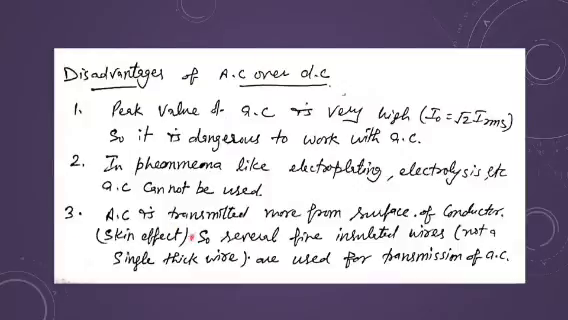Of course, AC is transmitted more from the surface of the conductor. So we are not using a single thick wire. We said that resistance can be reduced by using a thick wire, but thick wires we cannot use. So we are using fine thin wires, which are of course insulated, and then they are clubbed together for the transmission of AC. This is one thing you should keep in mind, which is the disadvantage, but still it is more feasible to transmit AC than working with DC. So advantages and disadvantages should be clear to all of you.